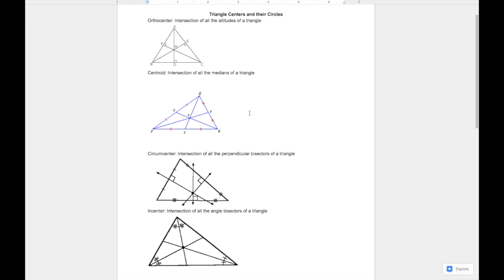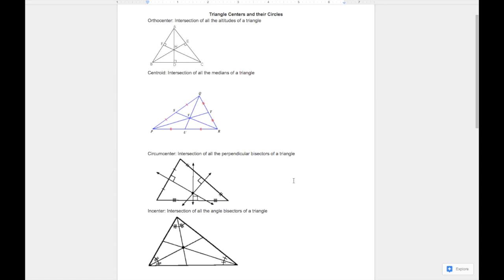For the centroid, it's the intersection of all the medians. So make all three medians in a triangle, and they'll intersect to get the same point, the centroid. When you create these, if you did it right, you'll know that they'll intersect all at the same spot. If you made a minor mistake, you'll see that you might have a little area in the middle. So if you did it right, they'll all intersect at the same point.